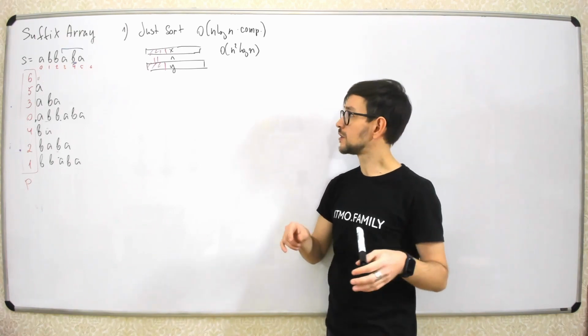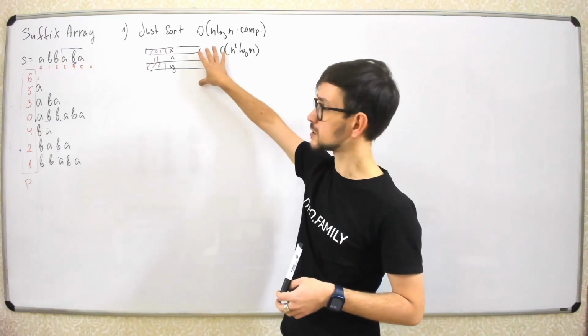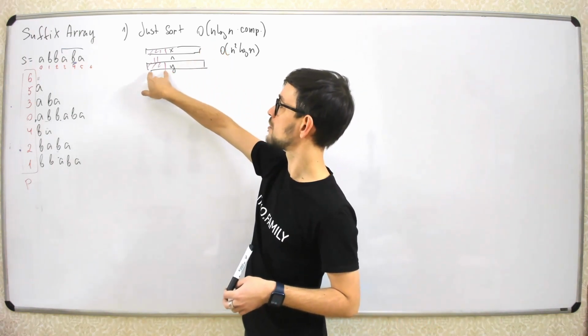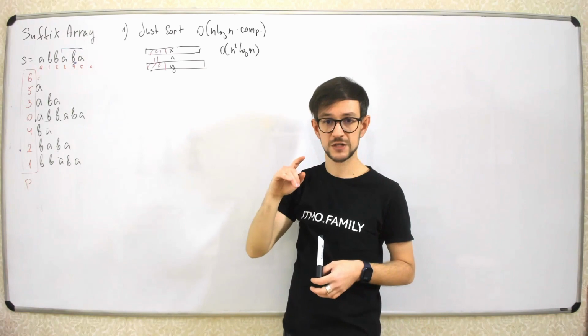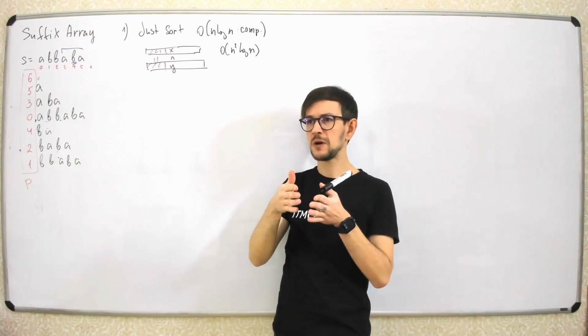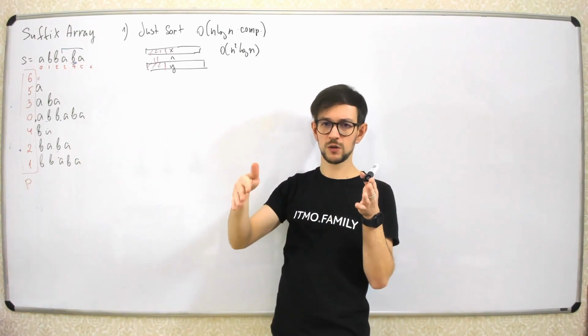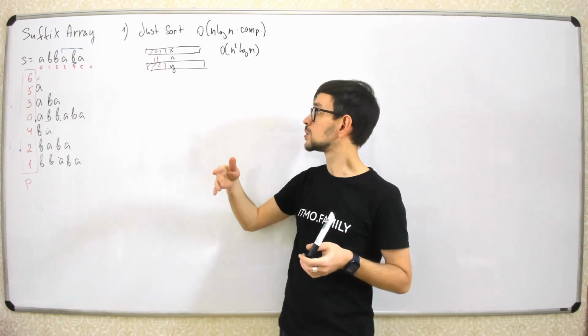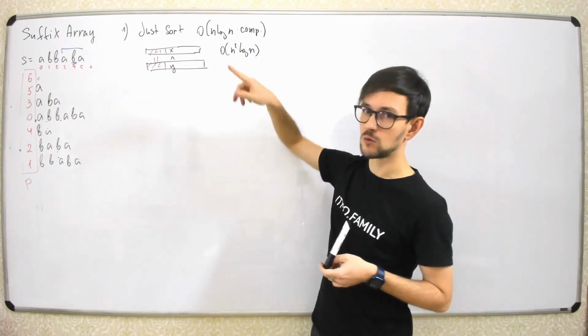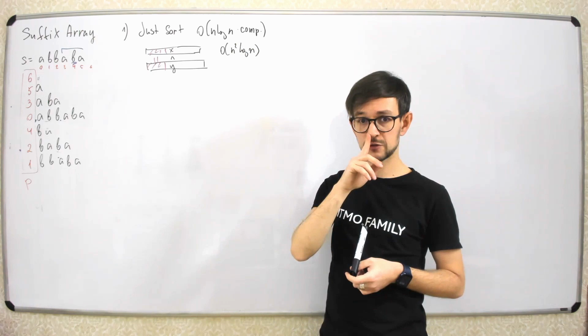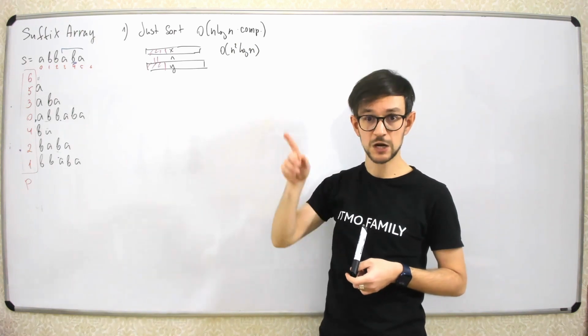Since if you have completely random strings, the probability that you have a long common prefix is pretty small. The probability that you have k equal characters will decrease exponentially. So usually the comparator will work in constant time if you have a random string. So for random strings, it's actually a good strategy.